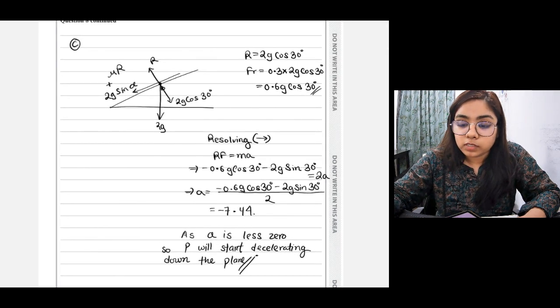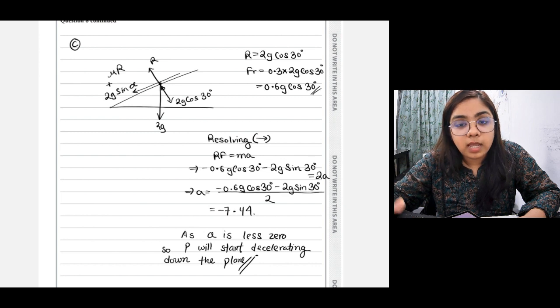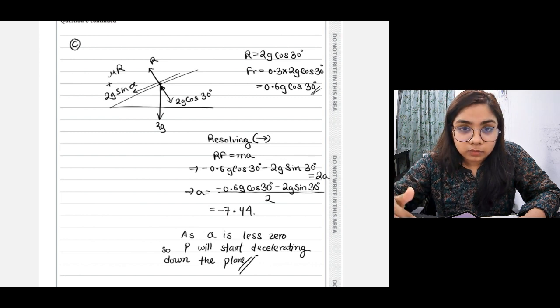If the acceleration was 0, then it would have meant that the object is at equilibrium because all the forces are balanced and acceleration is 0. But this time, as the acceleration didn't come out to be 0, it was negative. It indicates it was decelerating and the object is now about to move down the plane.